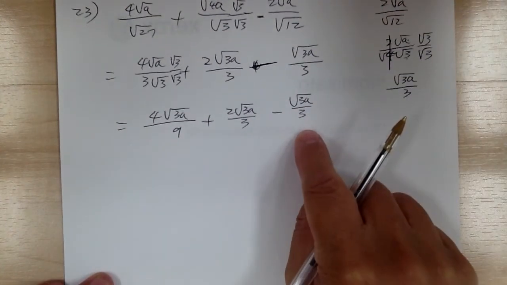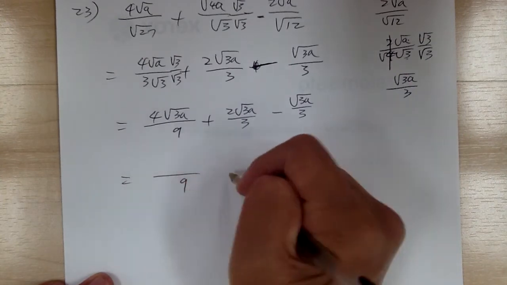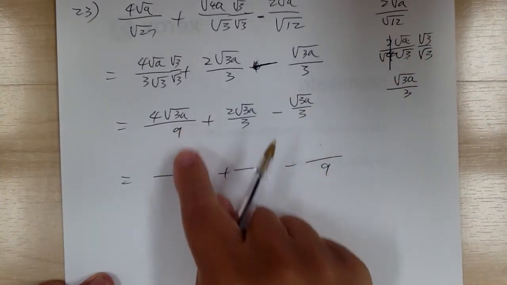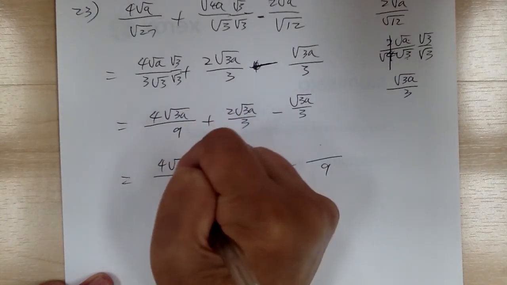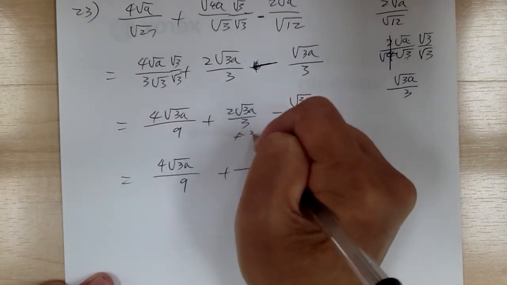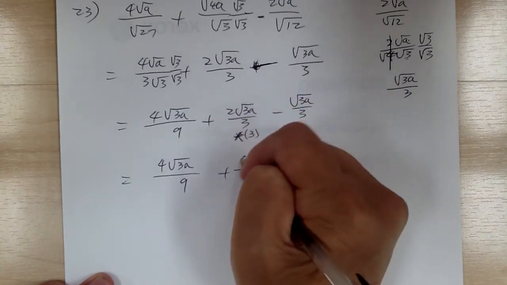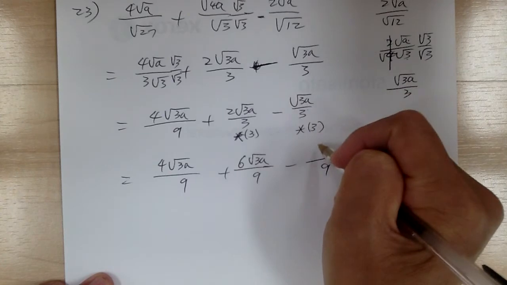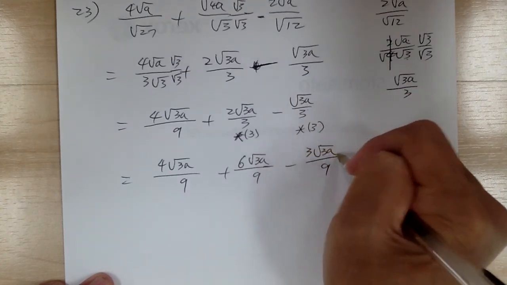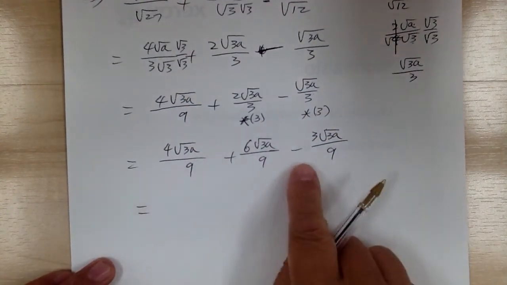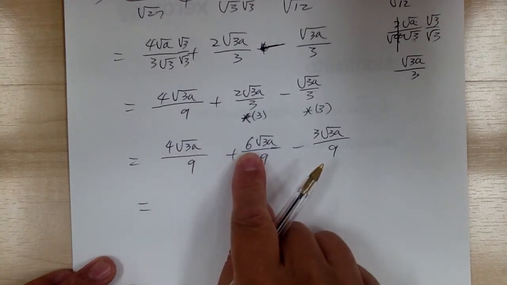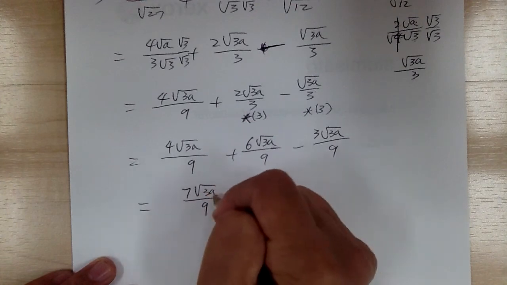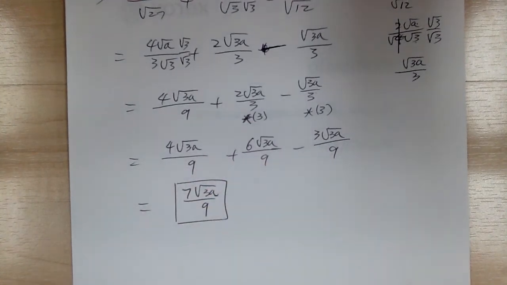Okay, so we need to go and get the common denominator. So LCD is 9. Right? And so from here to here, you don't have to do anything. From here, you have to multiply by 3. So it gives you 6 square root of 3a. This one you have to multiply by 3. So it gives you 3 square root of 3a. So now you can add all this together. So 4 plus 6 is 10 minus 3 gives you 7. And that's it.